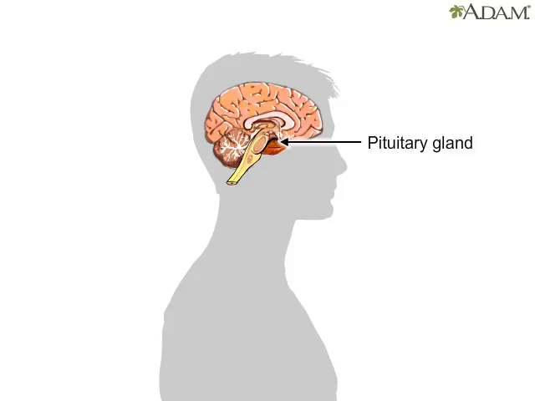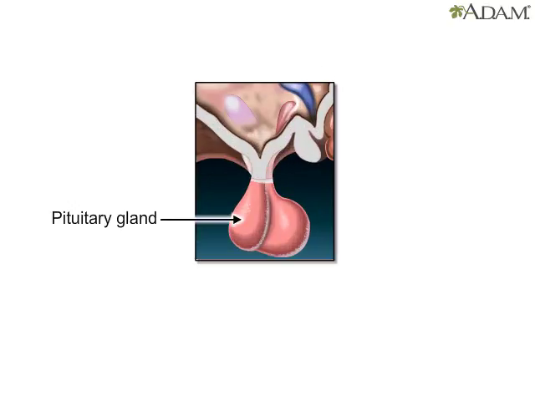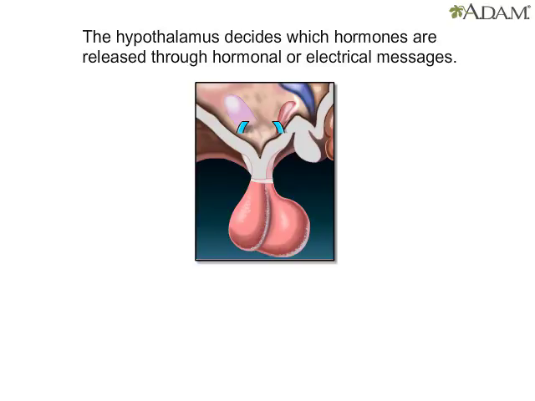A box contains an enlarged view of the pituitary and hypothalamus. The pituitary looks like two bulbs hanging below the hypothalamus, a rectangular structure. Just above the pituitary is the hypothalamus. It sends hormonal or electrical signals to the pituitary. These determine which hormones the pituitary will release. For example, the hypothalamus might send a hormone called GHRH, or growth hormone releasing hormone.